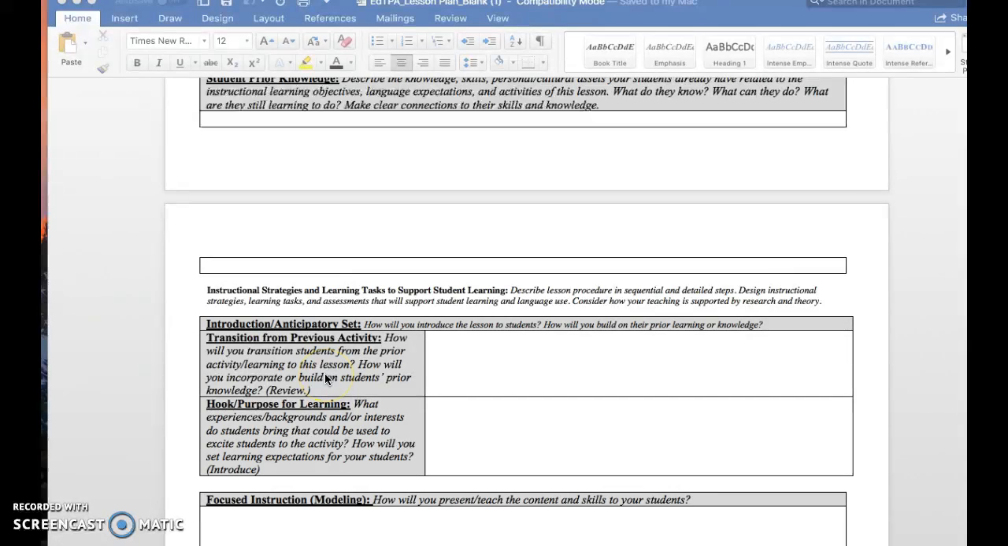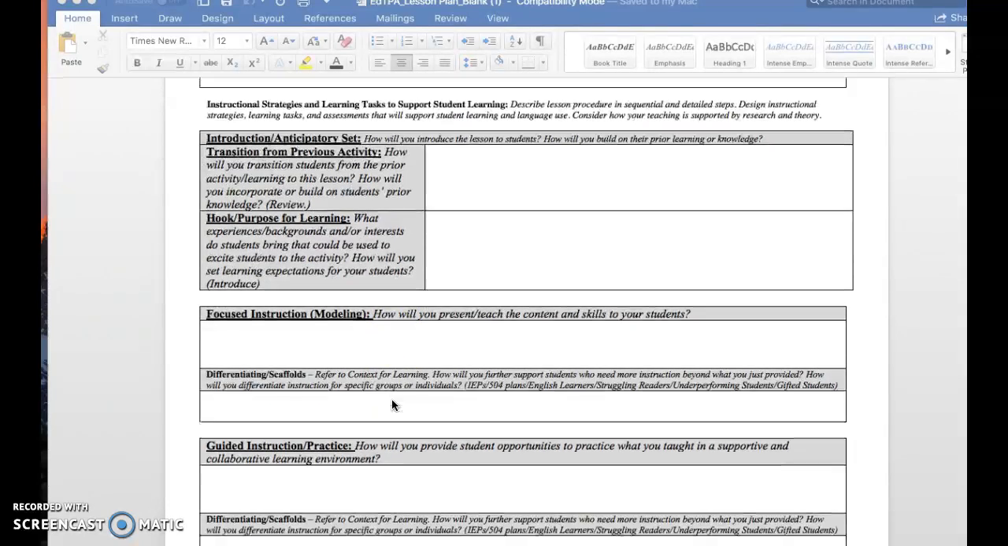And then I have the introduction or the transition from the previous activity. So how will I introduce my students to this new lesson? Incorporate their prior knowledge, like it says over here. And the hook, how will I engage them? How will I want them to participate? And how will I get them interested in learning this lesson?